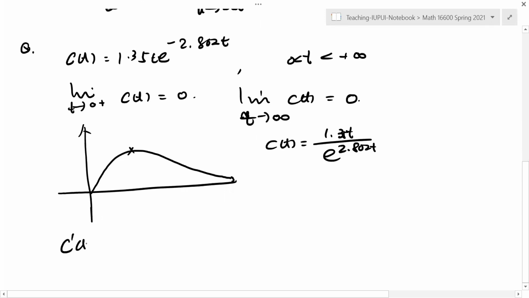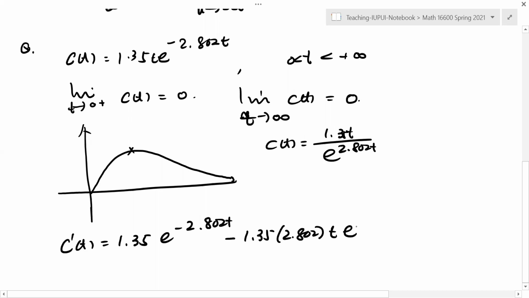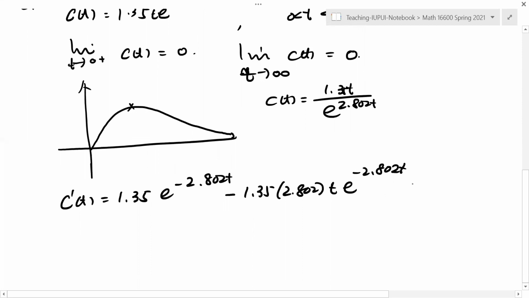all you have to do is find the critical number, so find the derivative of the function. The 1.35 stays with t gone times e to the negative 2.802 t. Then you differentiate the second part, it's negative 1.35 times 2.802 times t e to the negative 2.802 t. Set this to be 0. What is left? The common factor should be gone, and this number should also be gone. So it's only 1 minus 2.802 t equals 0.